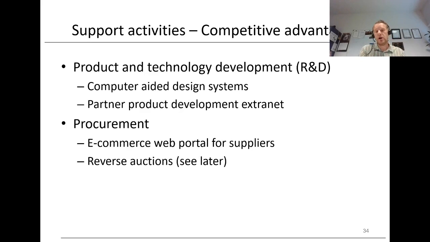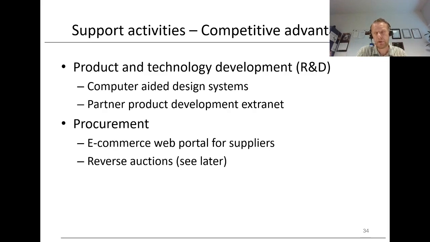Product and technology development, or R&D, that's really important. I see far too often nowadays in the industry companies coming up with a product, shipping it to their customers, and they have some market traction, so they have some market interest, but they ignore the important investment in research and development. As a company, when you're in a technology intensive sector, it's really important to continuously invest in research and development, using computer aided designs, using a partner product development extranet, for example, so that you can perfectly align your products, especially when the product comes with a lot of technical specifications.